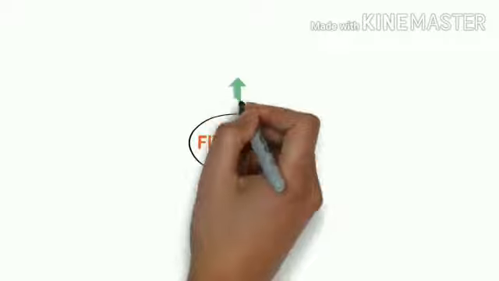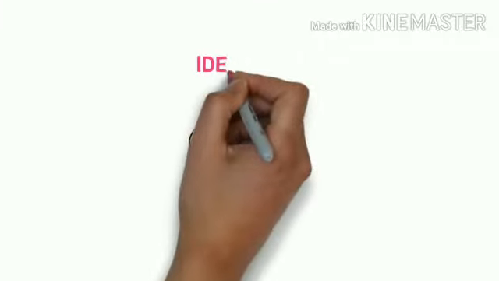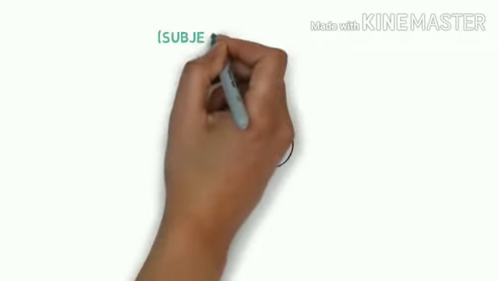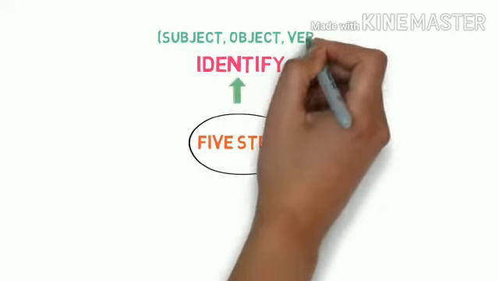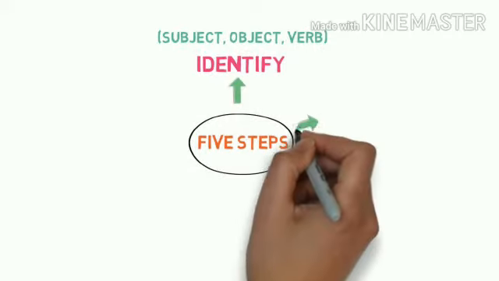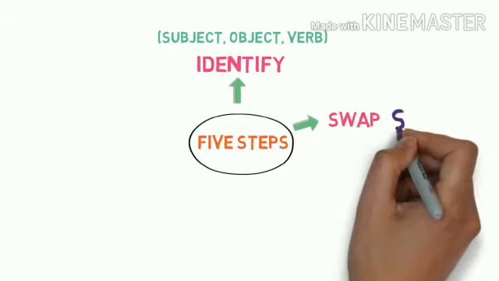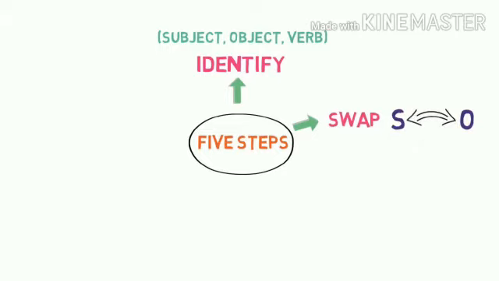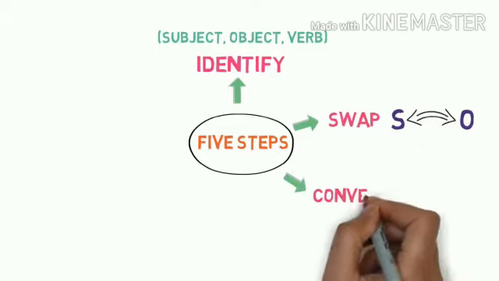Now let's see how we can convert any active voice to passive voice. Basically, there are 5 simple steps in converting active voice into passive voice. Let's see them one by one. First, identify the subject, object and main verb in the sentence. That is, we have to identify the subject, object and main verb.